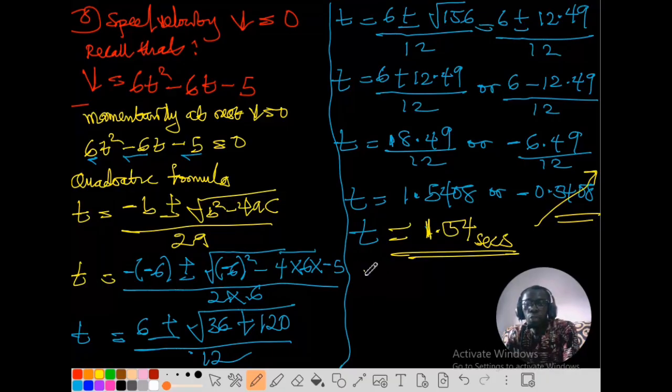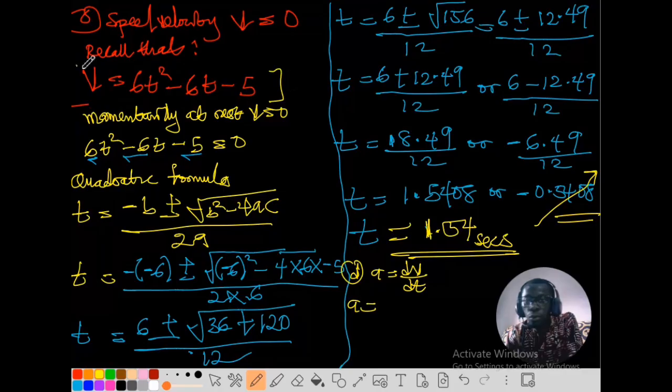So the particle is momentarily at rest when t is 1.54. And the next aspect is the last question, acceleration at t equals 5. How do I get acceleration? Just bring your velocity here. Remember that acceleration is dv divided by dt, differentiating velocity with respect to time. So a, if you differentiate what we have here, is going to be 6 times 2, which gives 12, with t, because 2 minus 1 gives that. Minus, when you differentiate 6t, it will give you 6. Then 5 is a constant.